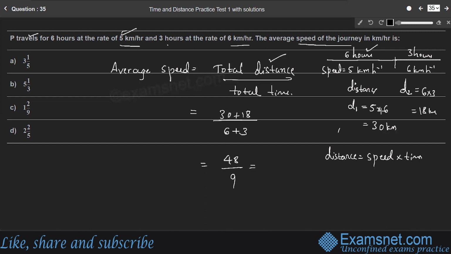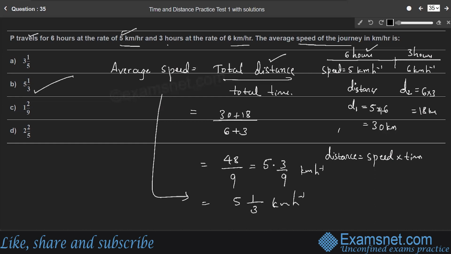So, 5 integer, 9 into 5, 45. 9 integer, 3 by 9. Kilometer per hour is the average speed. Still, you can simplify. 5 integer, 3 by 9 means 1 by 3. So 5 and 1 by 3 kilometer per hour is the average speed of P.